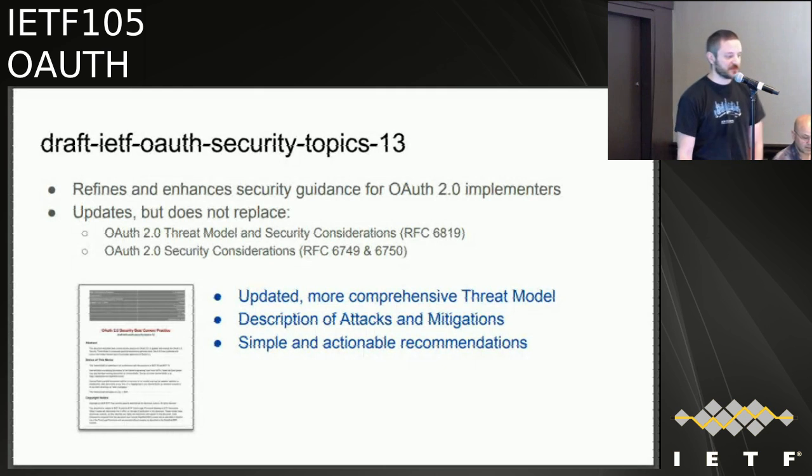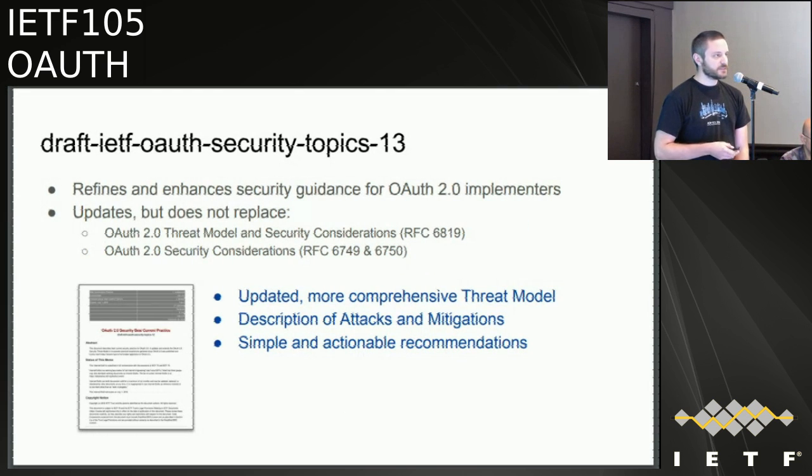What's in the draft? This BCP refines and enhances the security guidance that we already give, for example, in RFC 6819, and also in the security considerations of 6749 and 6750. The important thing here is that we have an updated and more comprehensive threat model than before. We have described many attacks that were discovered over the last years, and we have concrete and actionable recommendations for implementers of OAuth to defend against these attacks.